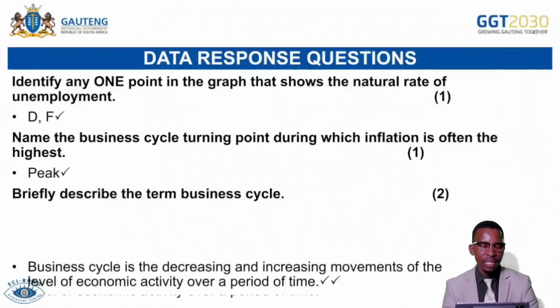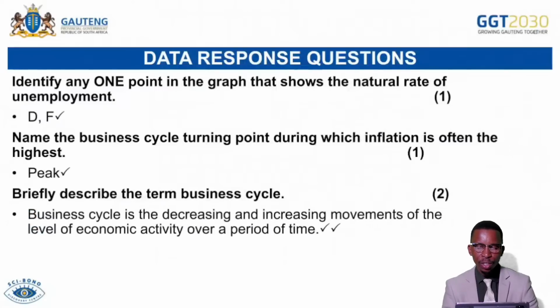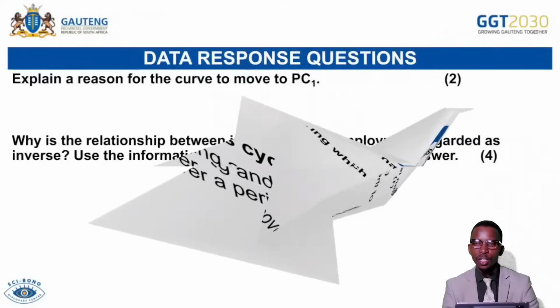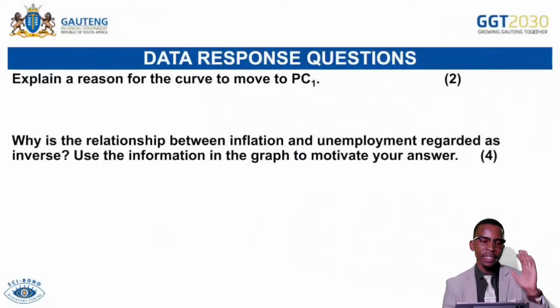Briefly describe the term business cycle. Business cycle is the increase or decrease, the movement of the level of economic activity over a period of time. Then there are so many definitions as long as they indicate increase and decrease.